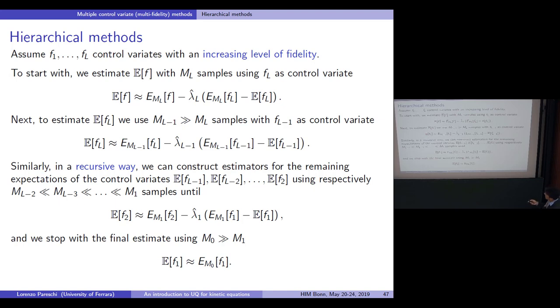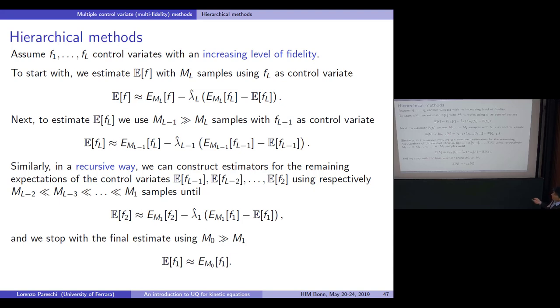And then what we do? We use the Monte Carlo estimate on this, and as control variate, as is natural, we use the second model in the hierarchy, because these have a precise hierarchical order, in order to accelerate the Monte Carlo estimate. That's how it reads.